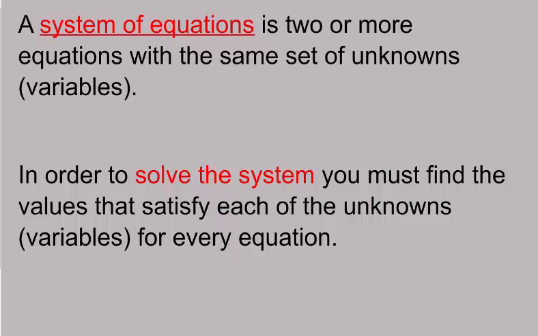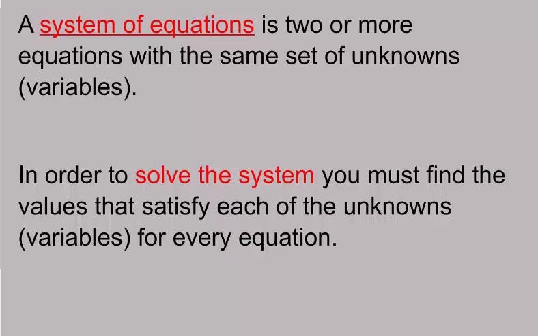So to begin, let's talk about what a system of equations is and what it means to solve them. A system of equations is when you have 2 or more equations that intersect at the same set of unknowns. So the way that we solve it is we're trying to find that place where all of the unknowns, the variables, are the same. So where it works for all equations in the system.